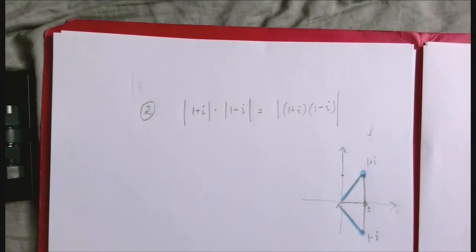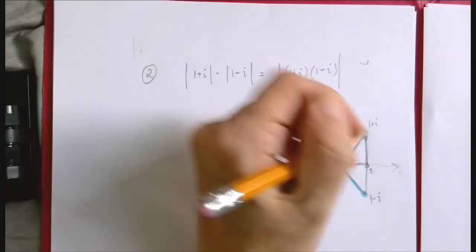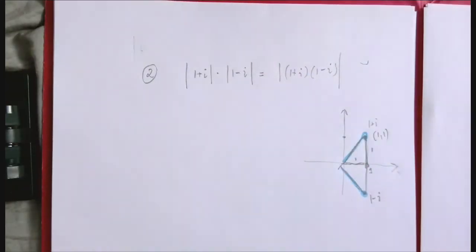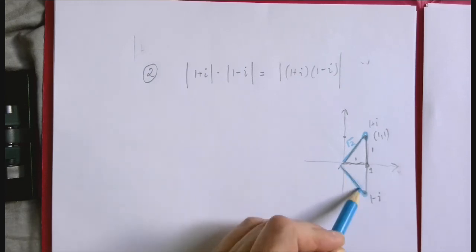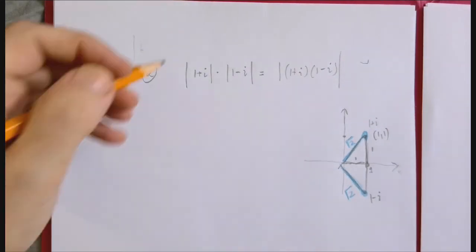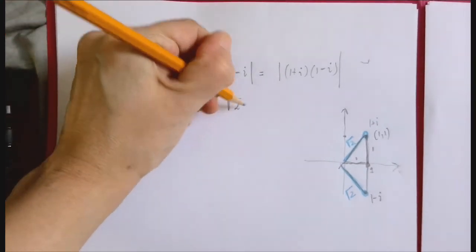The other statement is similar but restated on 1 plus i and 1 minus i. To determine the absolute value of 1 plus i, we identify a point corresponding to the complex number. That point is (1, 1). And then by the Pythagorean theorem, the hypotenuse of this isosceles right triangle turns out to be the square root of 2. And similarly, this one is also the square root of 2. Therefore, the left-hand side is the square root of 2 times the square root of 2.